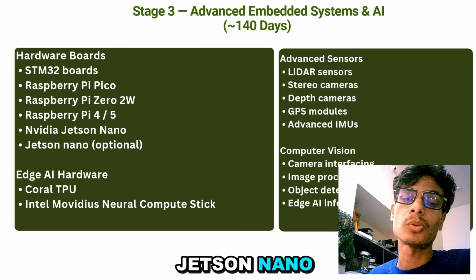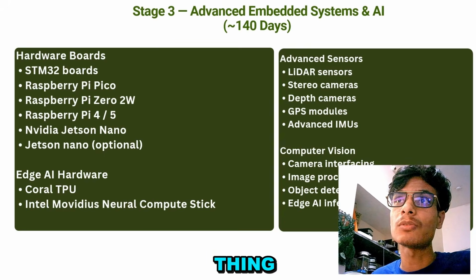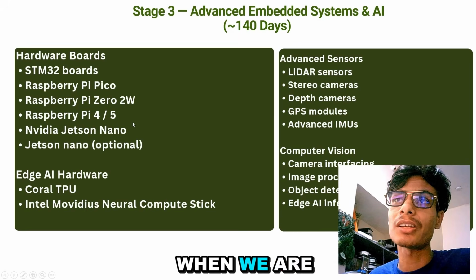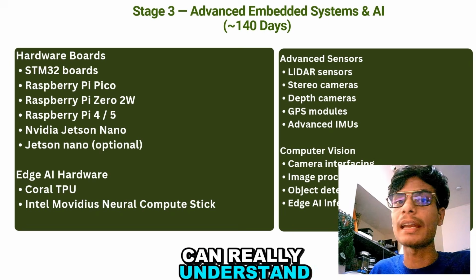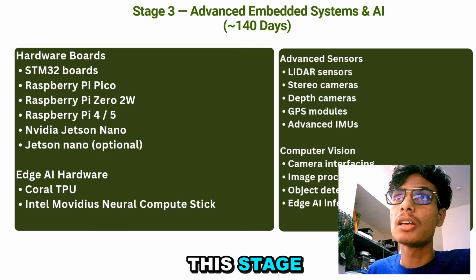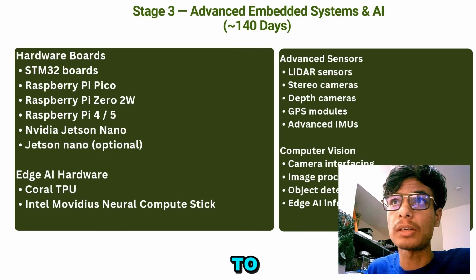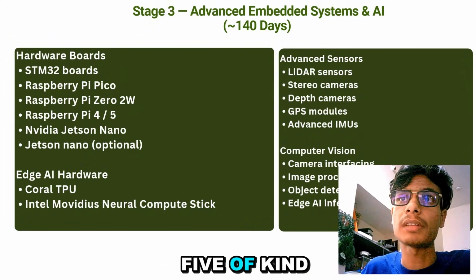Next is the Jetson Nano. Jetson Nano is another optional thing, I could say, because when we are talking about the budget, lots of you cannot actually afford this. I can really understand, and I relate myself up to this stage. So I would suggest trying to go up to Raspberry Pi 4 or 5 kind of thing.